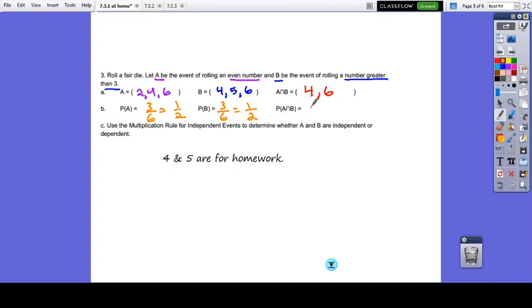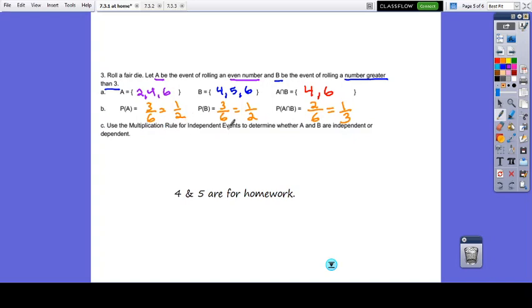The probability of A intersect B, there's 2 things in the intersection, there's 6 in the sample space, is 1/3. Okay, so use the multiplication rule for independent events to determine whether A and B are independent or dependent. And this is where it gets confusing. I'm not going to beat around the bush. Feel free to go watch some videos on these ideas, but a lot of people are going to be confused when I get to the answer here.